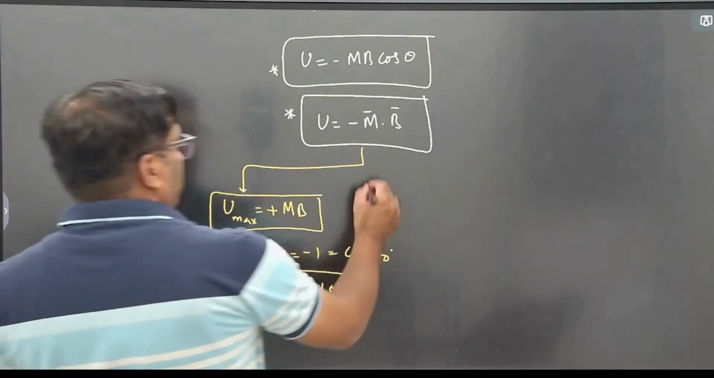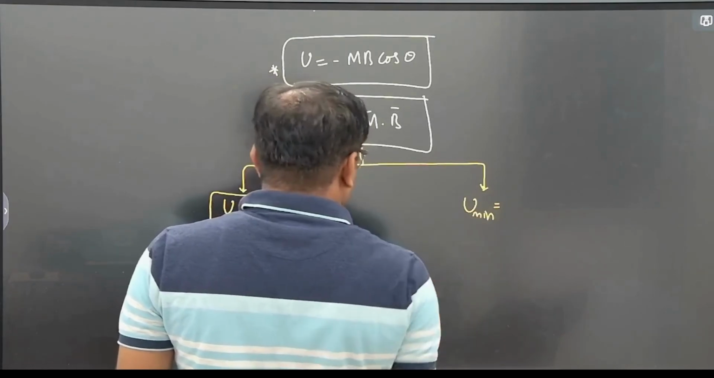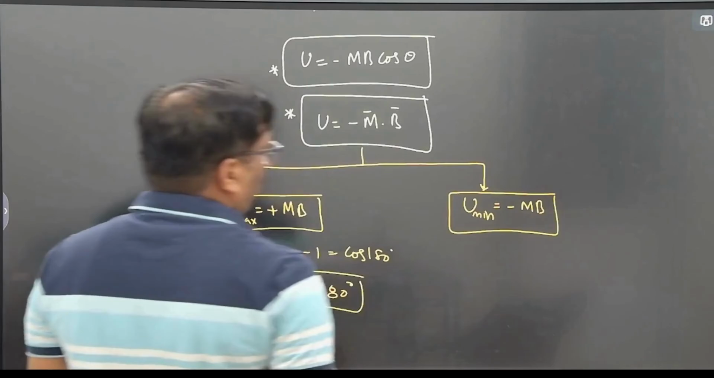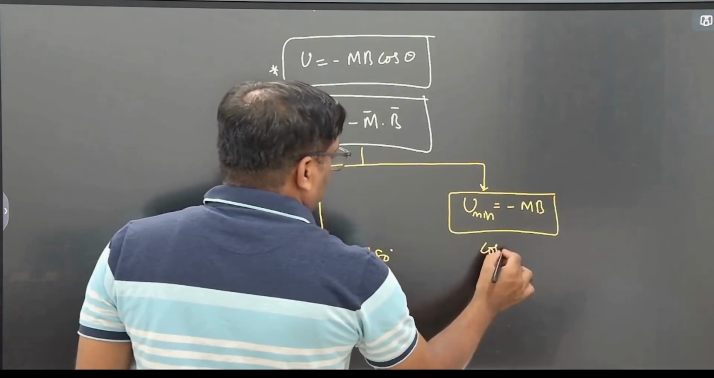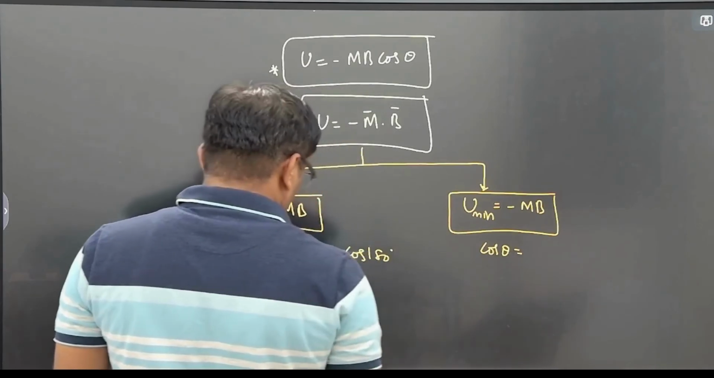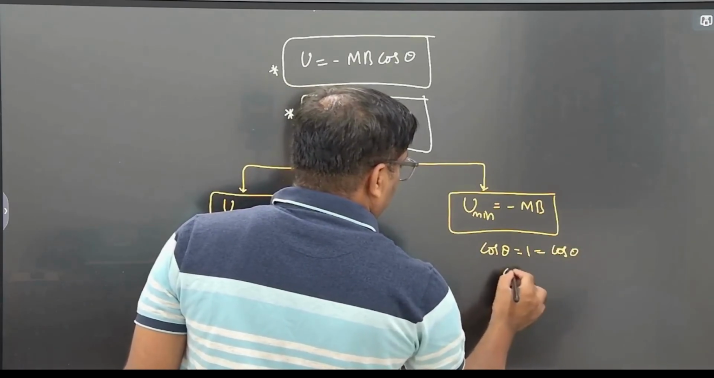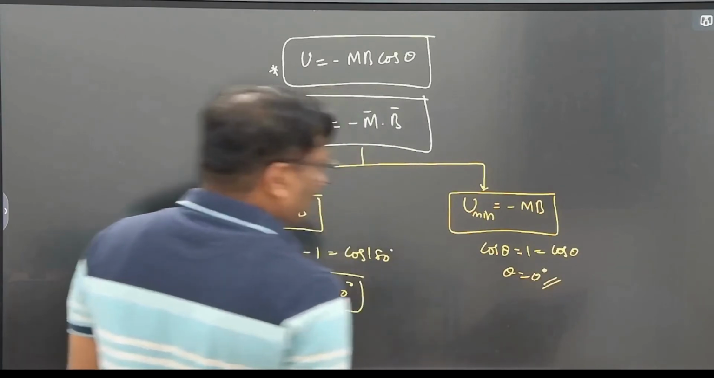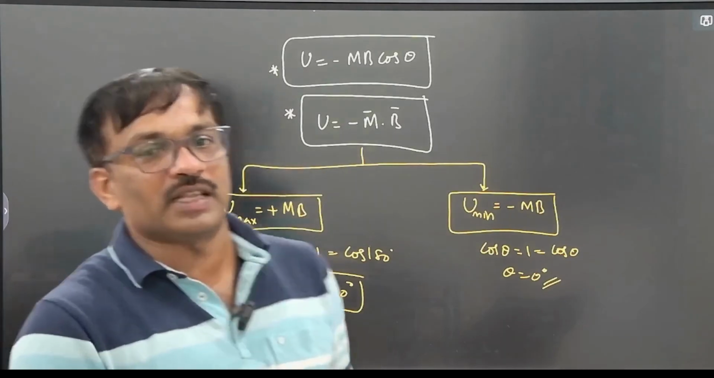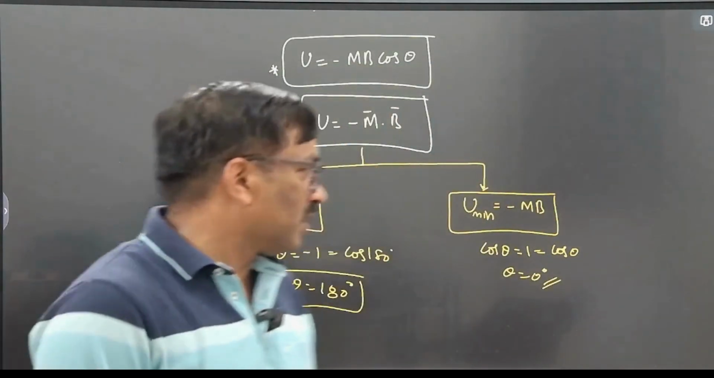When will the potential energy be minimum? Potential energy is minimum when it is minus mB. So here cos theta will be equal to 1, that is cos 0. Therefore theta is equal to 0 degrees. Clear? So try to remember when it will be stable equilibrium and unstable equilibrium. These types of questions are frequently asked in the examination.